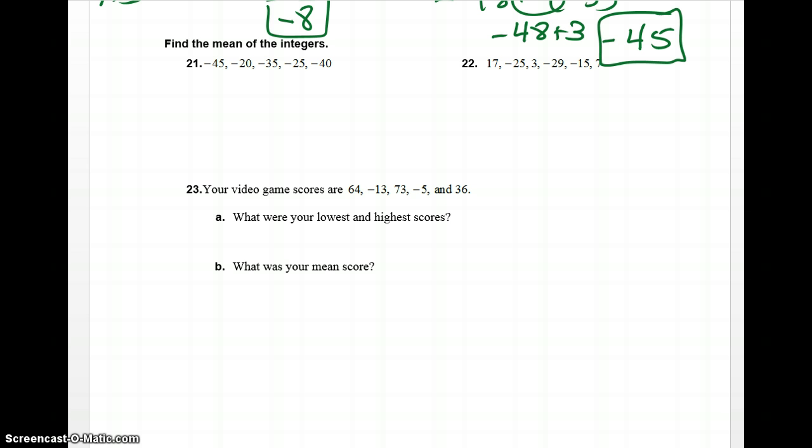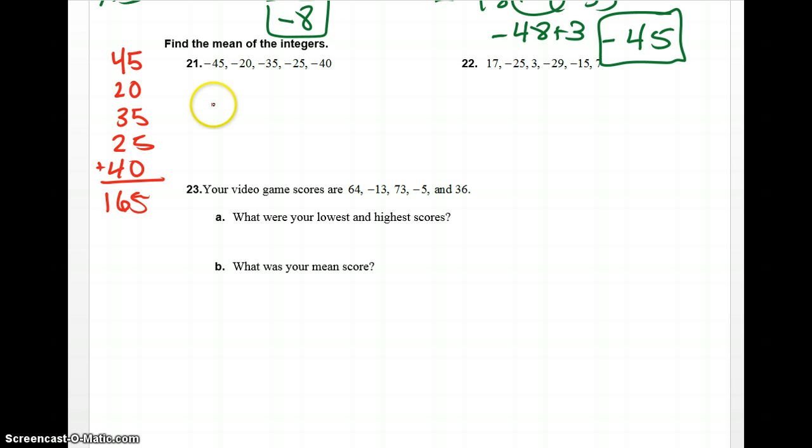So our first one, number 21, all of the integers are negative. Since they all have the same sign, I can combine all 5 together and then just use that sign. So I'm adding up negative 45 plus negative 20 plus negative 35 plus negative 25 plus negative 40. I'm going to ignore the signs for now, and I can add these to the side. Again, you don't have to do all this work in your head. I like seeing the work shown. So adding up all 5 of these, you end up getting 165.